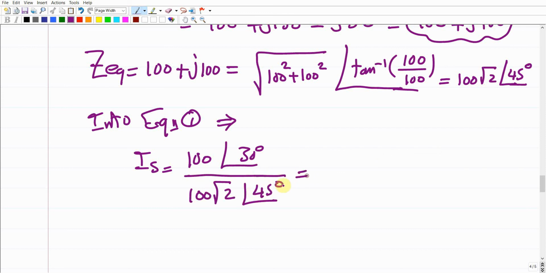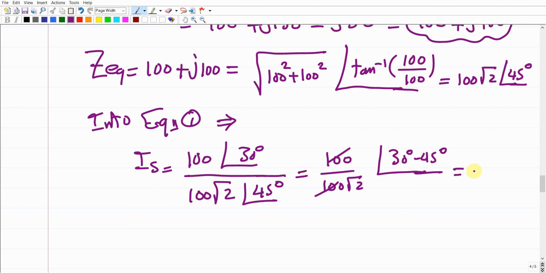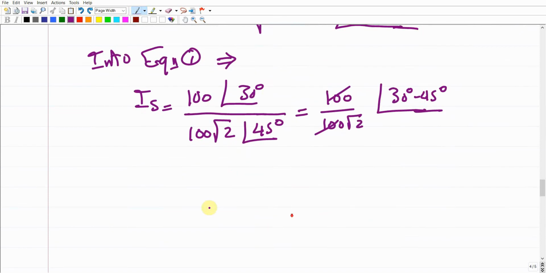So how can we do this division? Your objective is just to divide the magnitude over the magnitude, which is 100 over 100 square root of 2. Then you subtract the angle, 30 degrees minus 45 degrees. Doing the calculation, this is going to give us 1 over square root of 2, which is 0.707, and the angle definitely is going to be negative 15. So this is going to give us the Is.